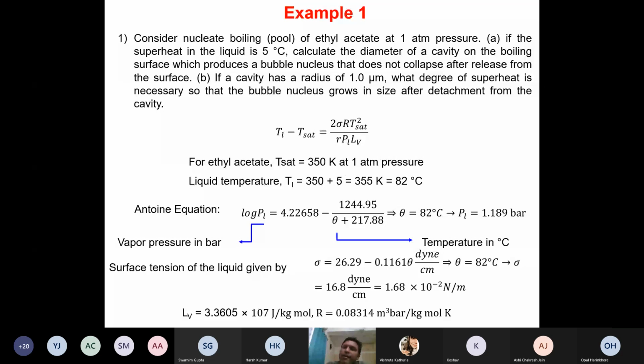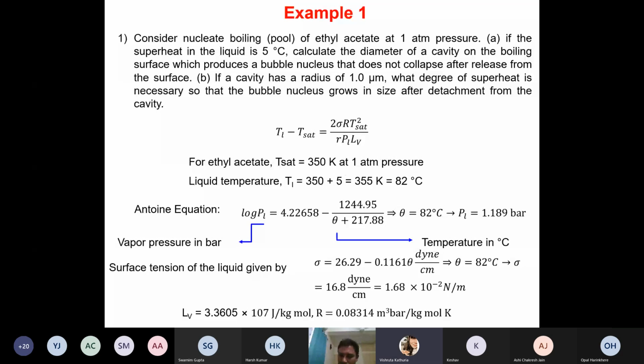So if the size of my bubble is less than this particular value, then it is going to collapse in a liquid. But all the bubbles which are having the radius above this value are going to be stable in the liquid. Is it all right? Is it clear to everyone?